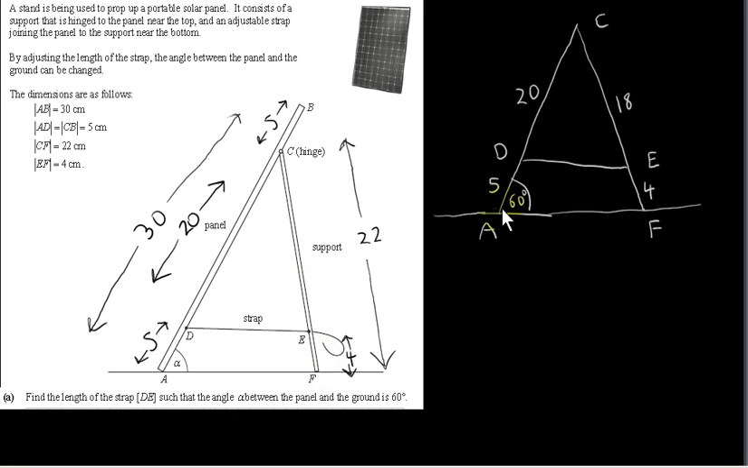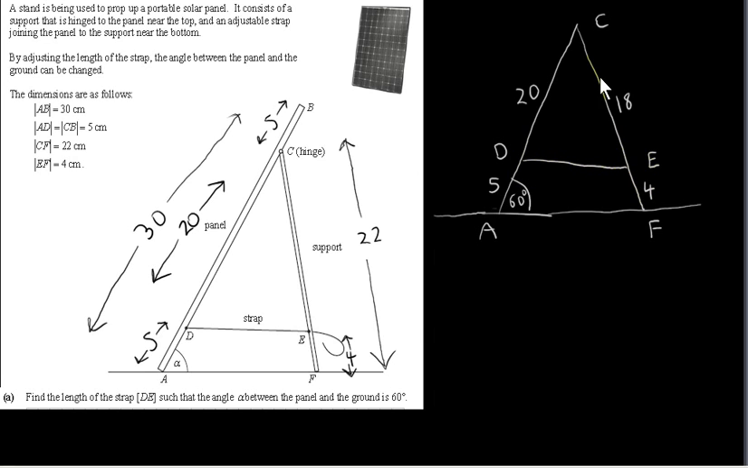Now I've drawn out triangle CAF. Note that the strap DE does not have to be parallel to the ground. It might look like it's parallel to the ground here, but we're not told that it is, so we can't assume that it is. We want angle alpha to be 60 degrees. We want to find the distance between D and E.